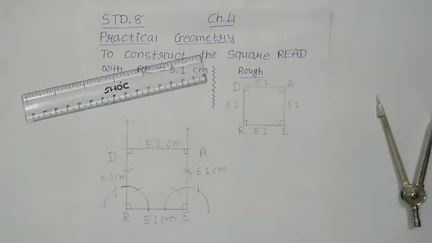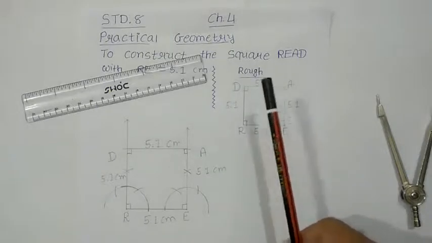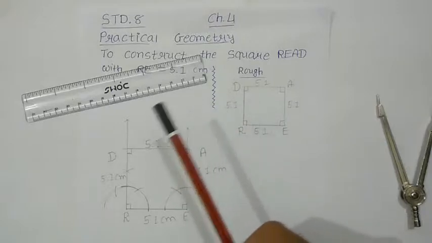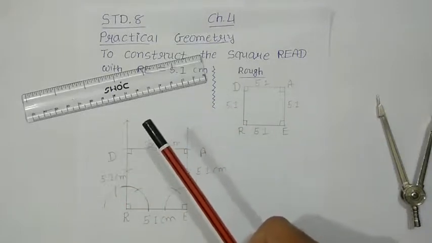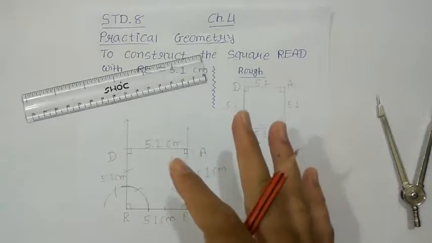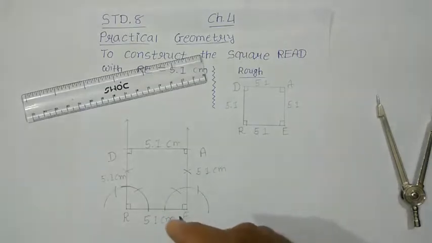But before we draw this type of quadrilateral, we must have the knowledge of the properties of special quadrilaterals, right? So this is all about this lecture, and this is all about this chapter, right? In this way, now you can practice on your own and you can draw any type of quadrilateral. Okay, so this is all about this lecture.